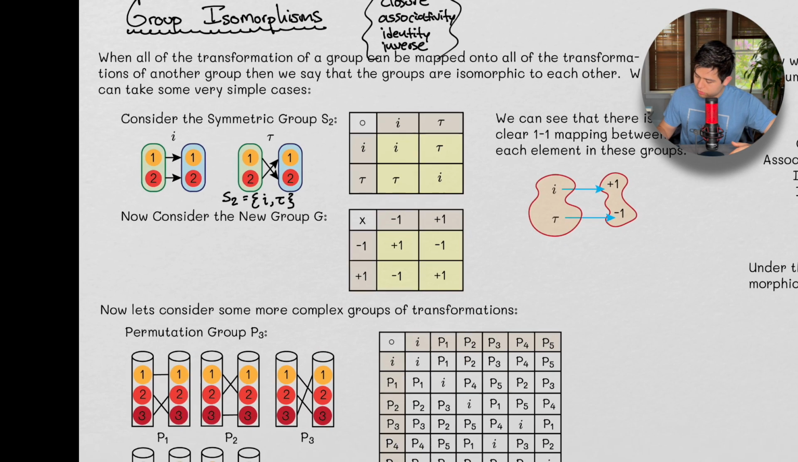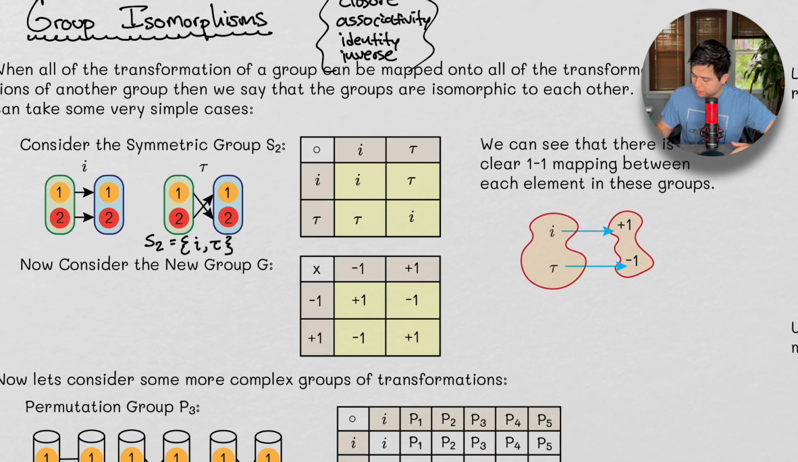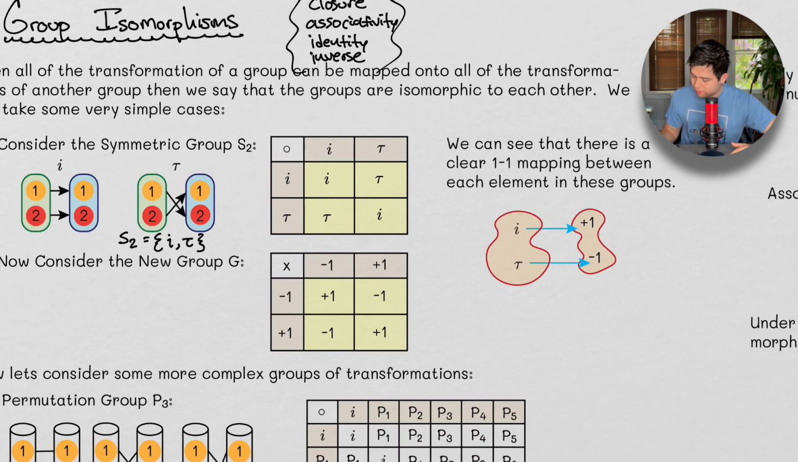Alright, so when we take a look at this table, we have the results here. So I composed with I gives us I, and then transposition composed with I gives us transposition. I composed with transposition gives us this, and then so forth.